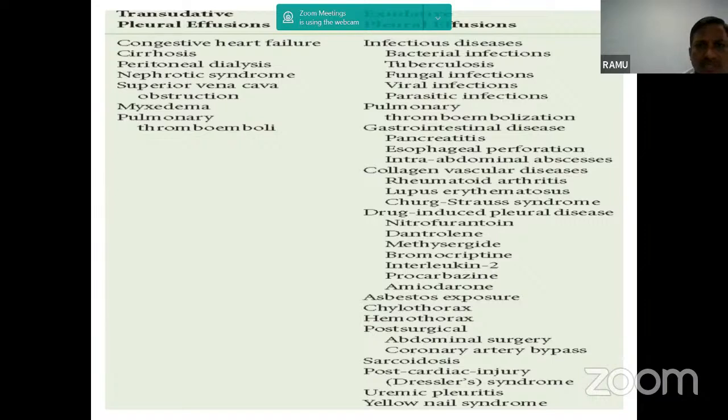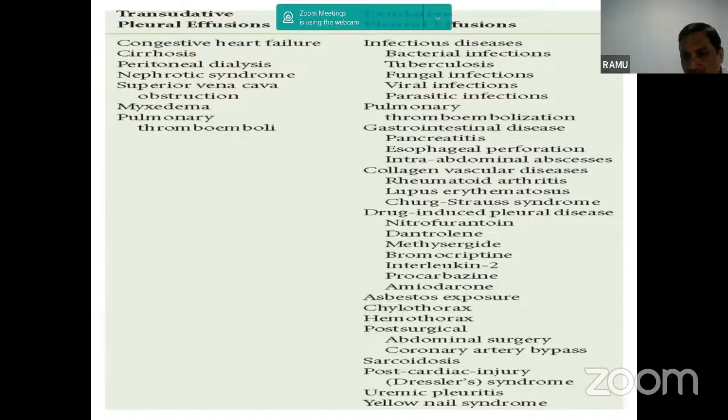Other causes like infective disease, bacterial infection, tuberculosis, fungal, viral and parasitic infection all come under exudative pleural effusion. Also pulmonary embolism, gastrointestinal disease like pancreatitis, esophageal perforation, intra-abdominal abscess, collagen vascular disease, rheumatoid arthritis, SLE, Churg-Strauss syndrome, and drug-induced pleural disease from nitrofurantoin, dantrolene, bromocriptine and amiodarone all come under exudative pleural effusion.